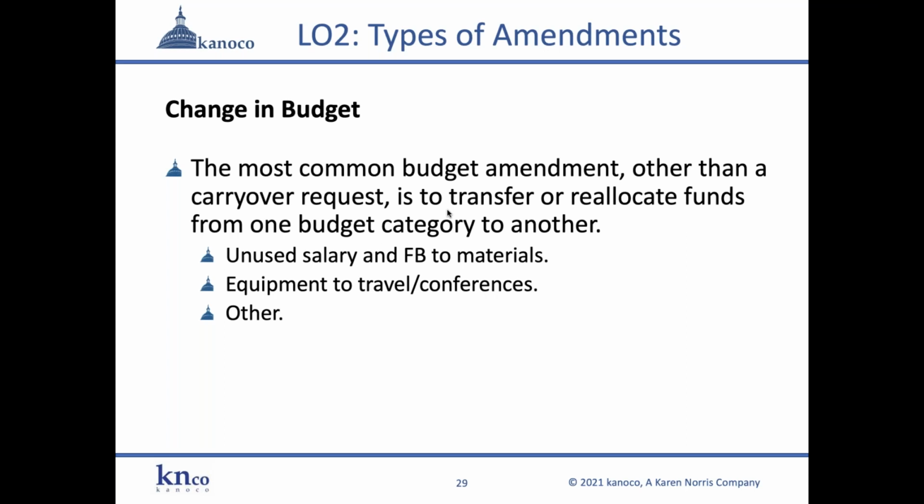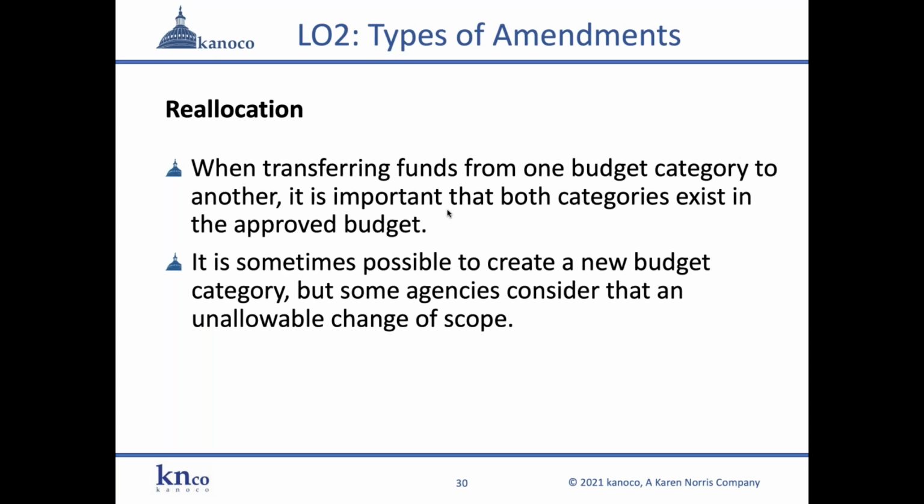So maybe you're not going to purchase equipment, or the equipment was less expensive than initially anticipated. So you can transfer the money to another budget category, like travel to a conference, or there could be any other number of reasons. So this budget change is often called a reallocation request.